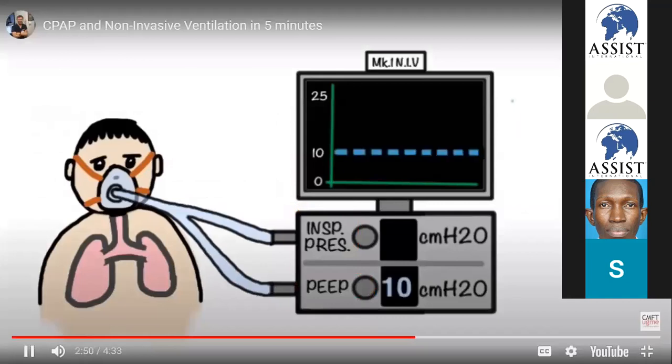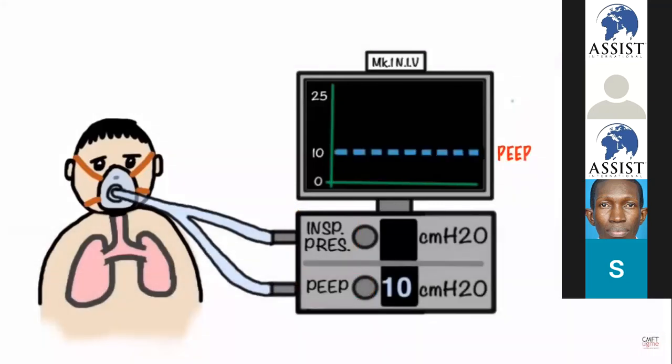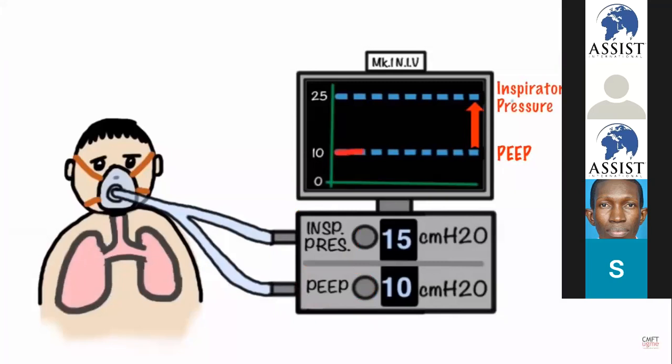So let's assume that we set the PEEP at 10 centimetres of water. The pressure in the patient's lungs will not drop below this level. It's now the baseline pressure, if you like. Now assume we set the inspiratory pressure at 15 centimetres of water. Note that the inspiratory pressure is added on top of the PEEP.